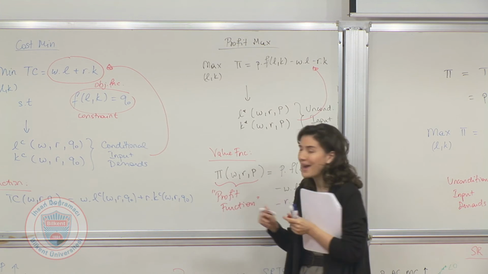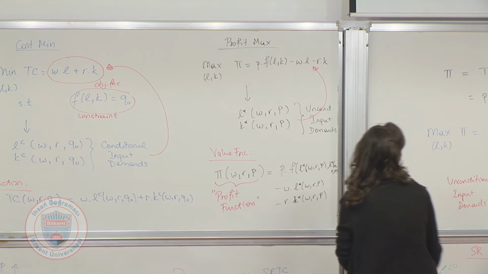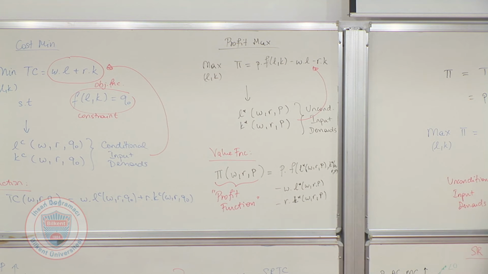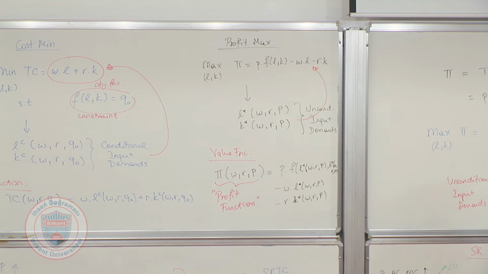Okay? Again, it's a value function. It's going to give you the maximum amount of profit, right? So given wage, R, and P, the market price, it's going to give you the maximum amount of profit. So this is what we call a value function. I'm going to write down the profit function here in a nicer form, okay?